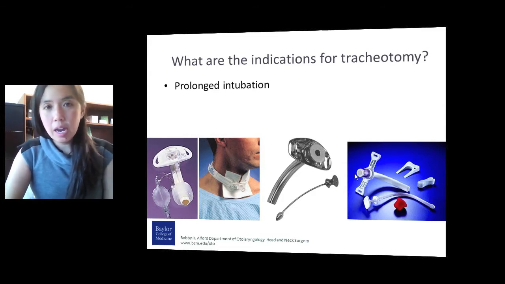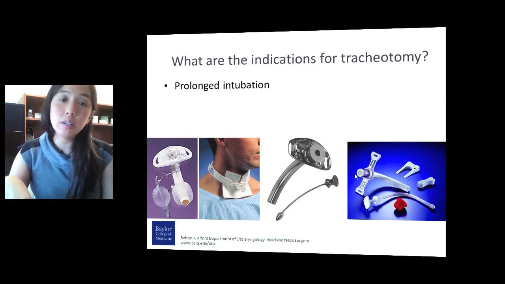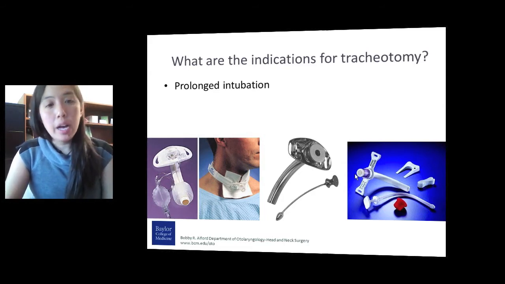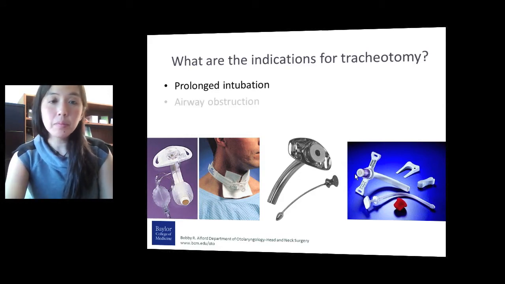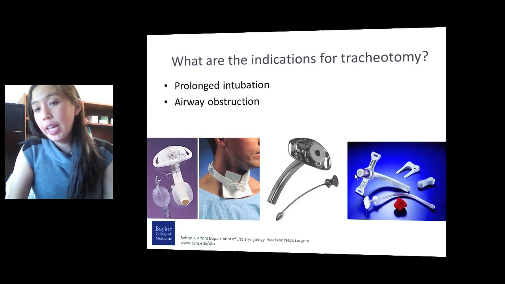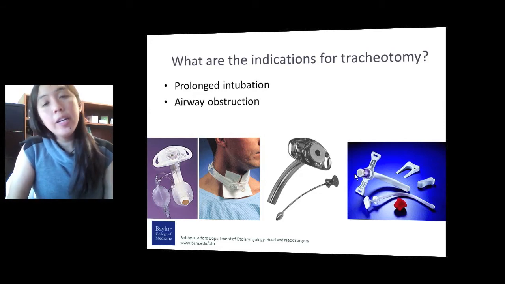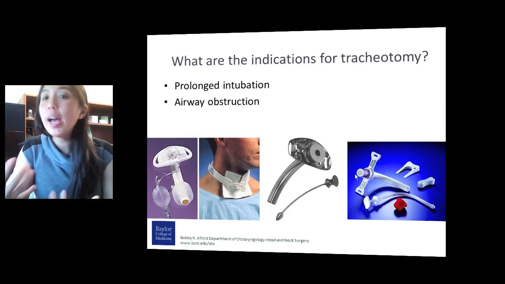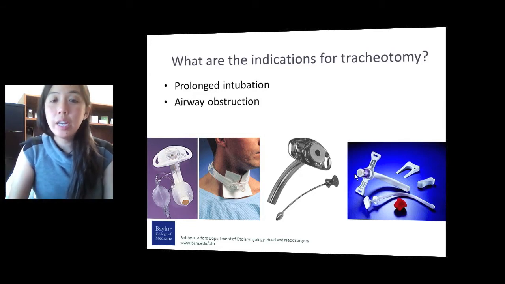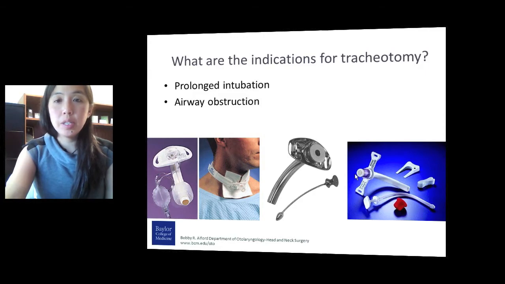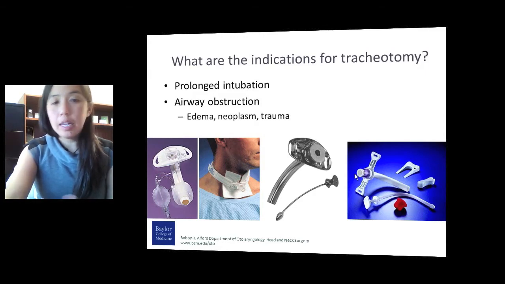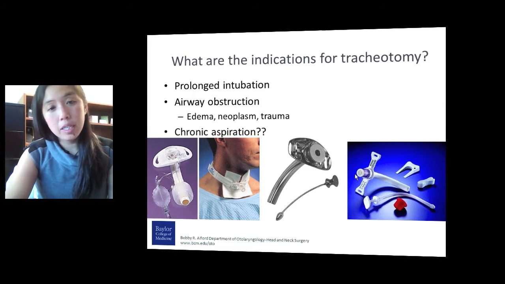That puts patients at high risk for subglottic stenosis and laryngeal stenosis, which are very difficult problems for us to fix. So you try to avoid having those problems altogether by tracheing those patients if you think they're going to have to be intubated for more than 2 weeks. Airway obstruction, like our case presentation where you have a large obstructing tumor, is another reason for a tracheotomy, or a patient who has subglottic stenosis or laryngeal stenosis, and you're trying to bypass this obstruction. Edema, neoplasms, and trauma can be causes.